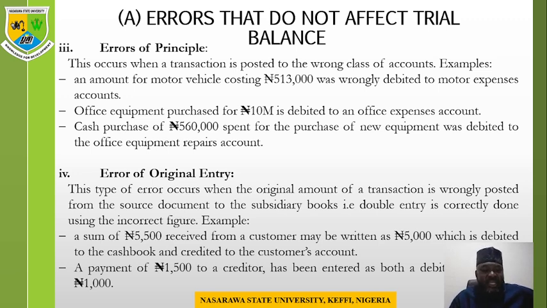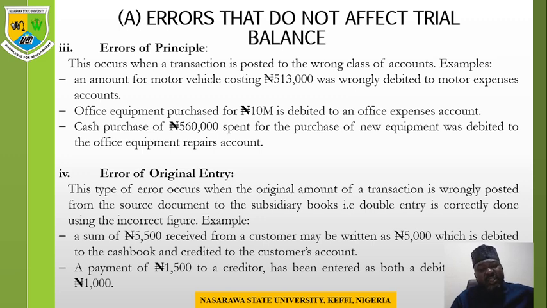A simple example is a sum of 5,500 naira received from a customer but written as 5,000, which is debited to the cash book. That's the correct thing to be done, and credited to the customer's account. That is also the correct thing to be done. In this case, double entry has been complied with, debit has been done correctly in the cash book, credit has been done correctly in the customer's account. However, the amount used is not the correct figure. So instead of 5,500, the entry made was 5,000, both debit and credit.